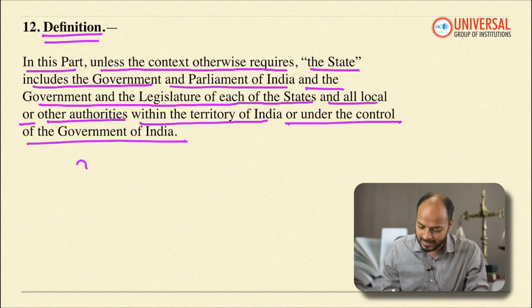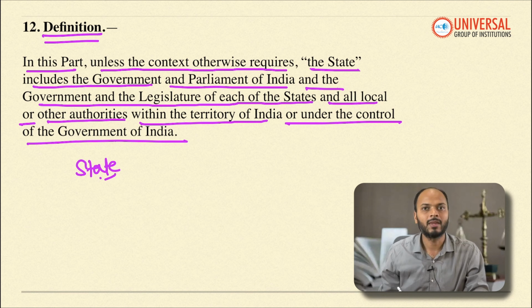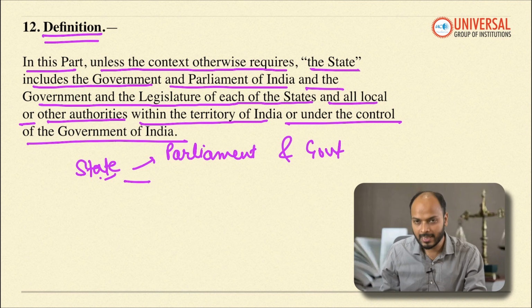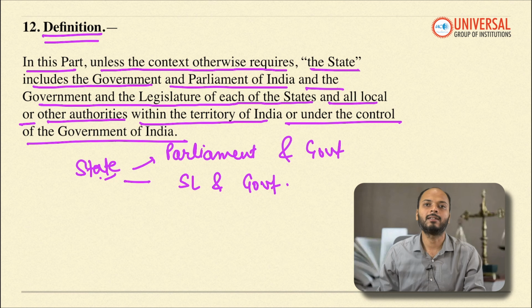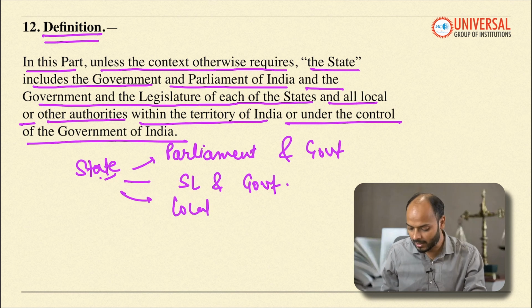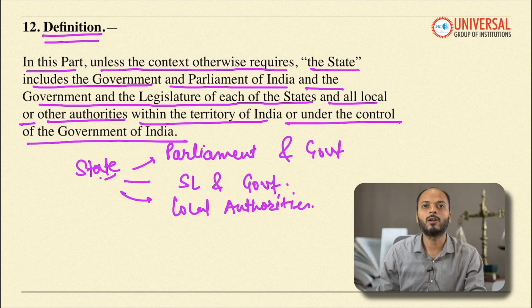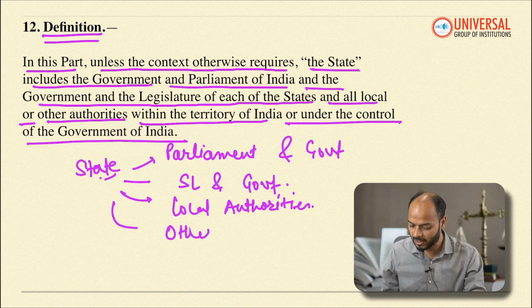So, basically state under Article 12 has four kinds of entities. One is at the central level, the legislature, that is Parliament, and the government at the central level. At the state level also, the state legislature and the government at the state level. Then all the local authorities, right? Whatever local authorities we have, be it under panchayats or municipalities, all of them will also come under the definition of state under Article 12. And lastly, they also talk about other authorities, right?